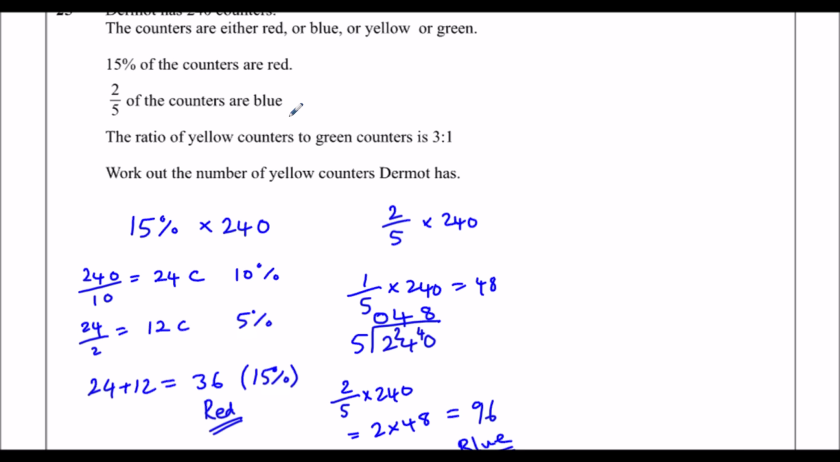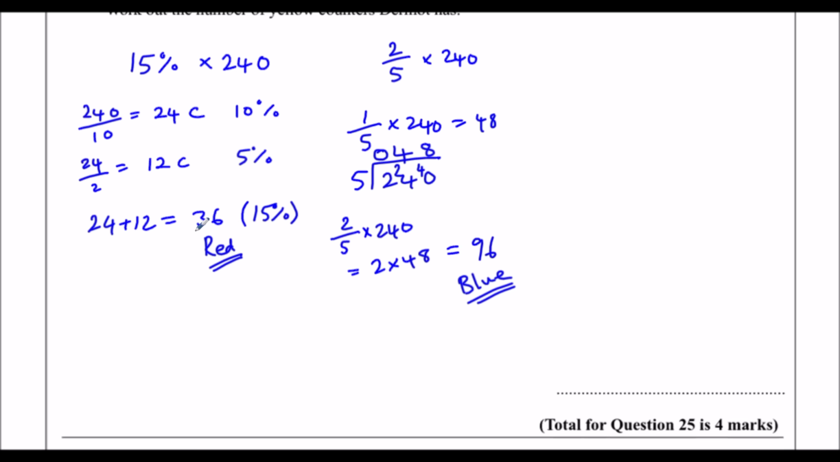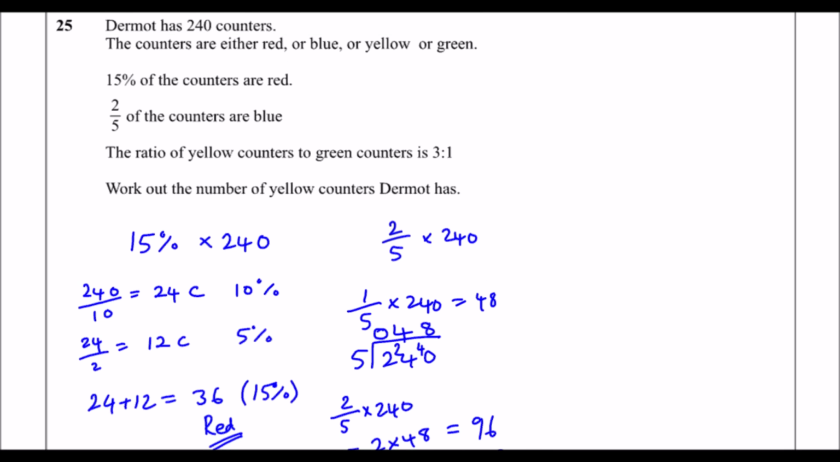And then we've got a ratio of yellow to green. So we need to know how many yellow and green in total. So if we add these two up, 36 and 96. So 6 and 6 make 12. 1 plus 9 is 10, plus 3 is 13. So 132. That's red and blue.